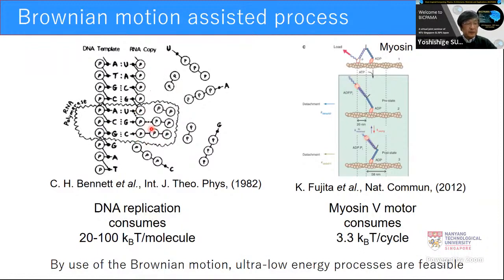The mechanism of muscle motion is also very famous. Myosin molecules move to the objective position by using thermal fluctuation. The myosin mechanism uses only 3.3 kBT for a cycle. As is shown here, by use of Brownian motion, ultra-low power processes are feasible.